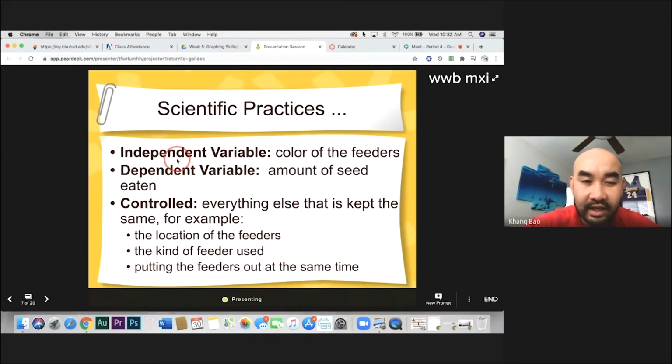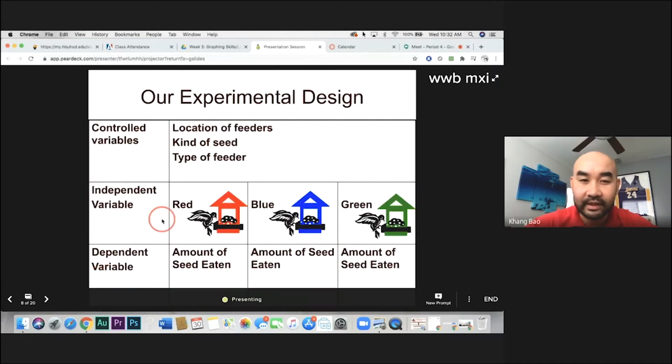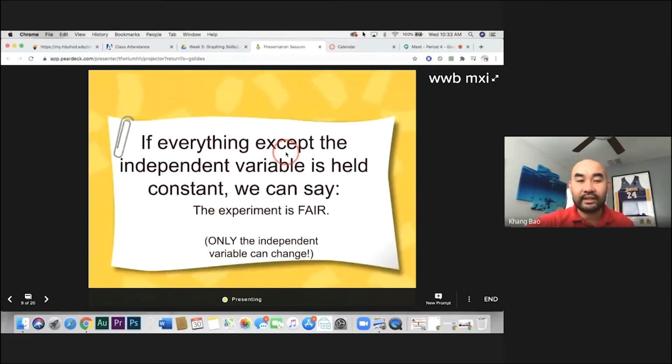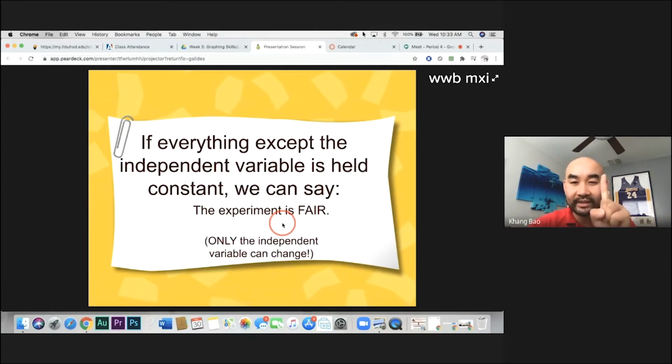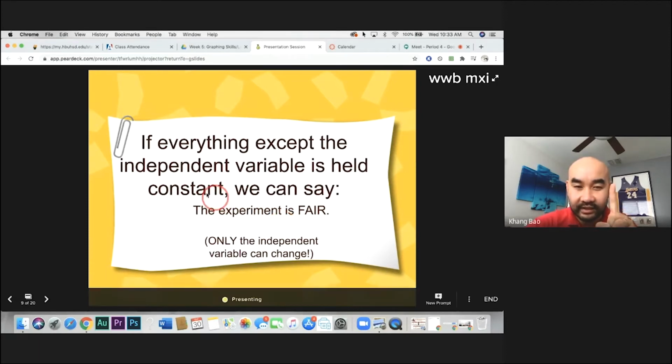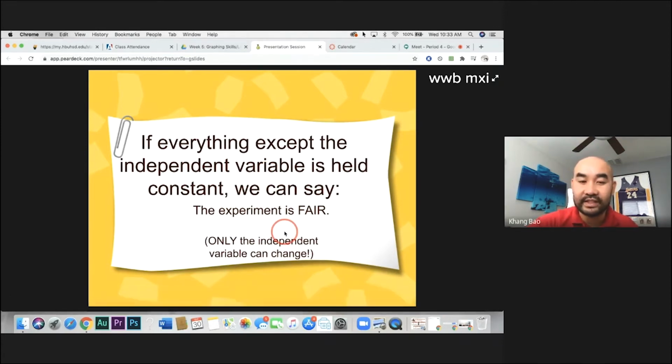And that is independent variable, dependent variable, and control variable. So when you create any experiment, those are the 3 things that you need to identify. If everything stays the same except the independent variable, we can say the experiment is fair. What do I mean by that? That means if everything stays the same except for one factor that is different, and that factor that's different is what we call the independent variable, we say the experiment is fair. That means it's a good experiment. That means it's a good investigation, right?